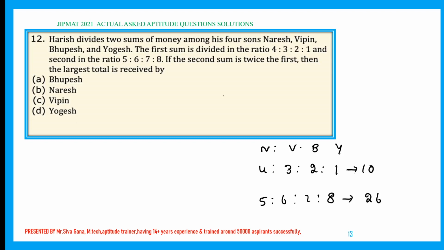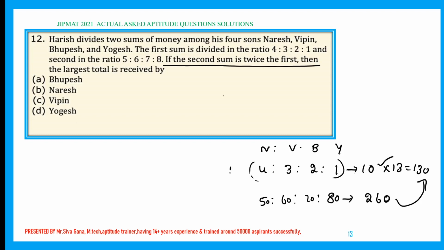Let us make it double. I need a 0 because it is a 10 multiple. This is 10. If I multiply this ratio with 13, you will get 130, so 260 is double that of 130. This condition is satisfied, so multiply this ratio by 13. 13 4s are 52, 13 3s are 39, 13 2s are 26, 13 1s are 13. Now Naresh how much?